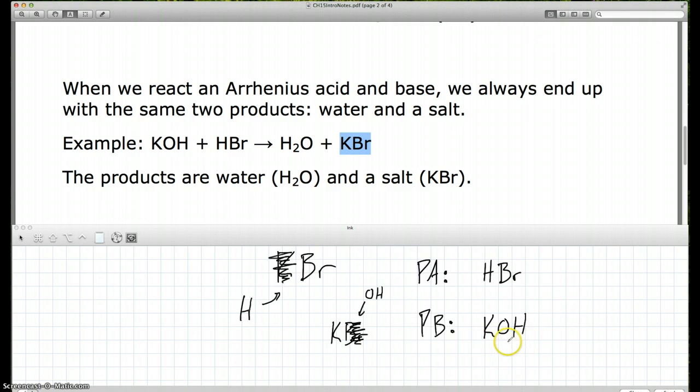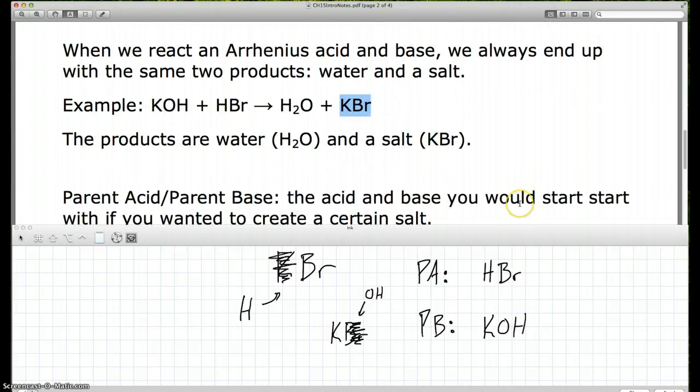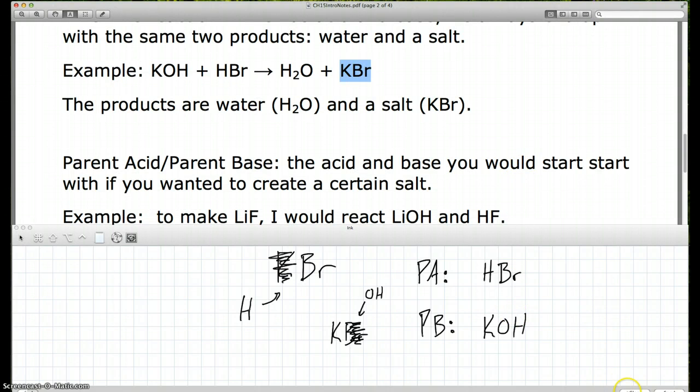Again, I put things together that weren't together before, so I got to do the switch trick. If I look up potassium on the periodic table, it's a +1. OH is hydroxide, it's on your polyatomic ion sheet, that's a -1. +1, -1, and they cancel each other out. So that's parent acid, parent base.